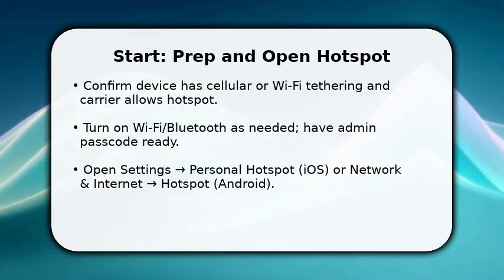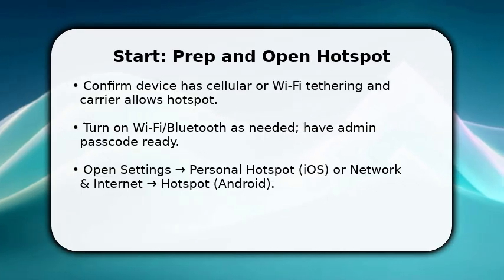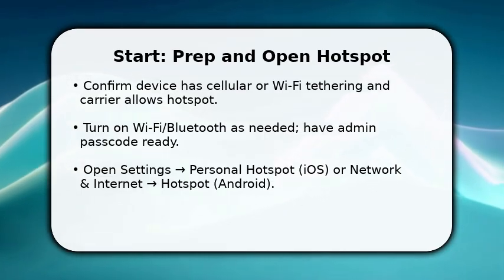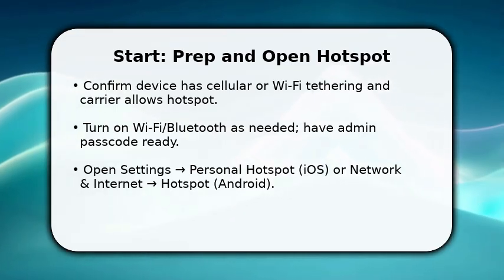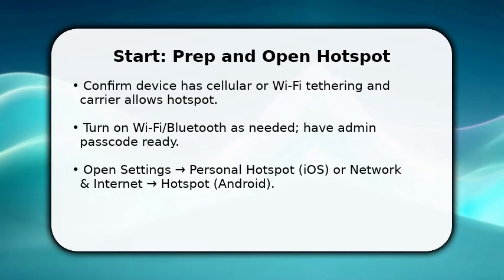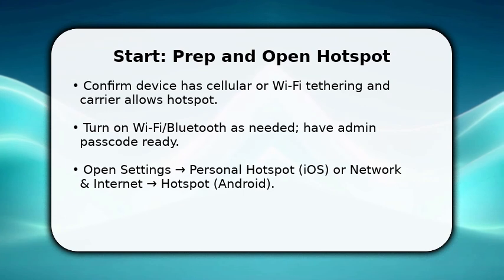Then open Settings and navigate directly to Personal Hotspot on iOS or Network and Internet, right arrow, Hotspot on Android. This is where the current SSID is shown. Once you're on that screen, you can edit the visible network name. This is the first actionable step to take.